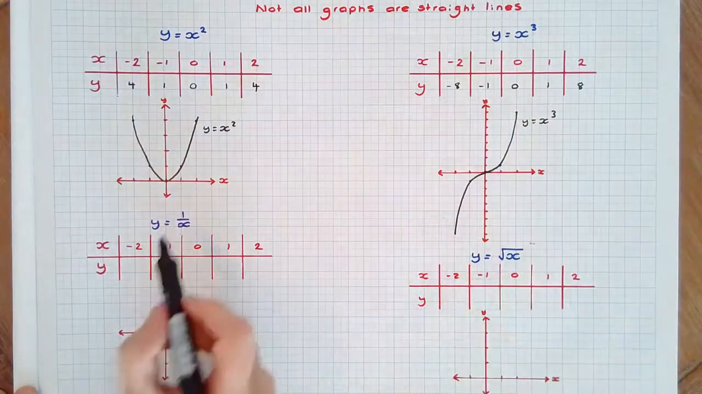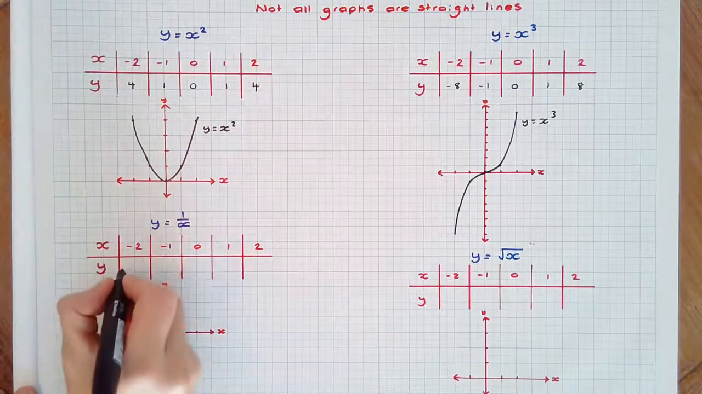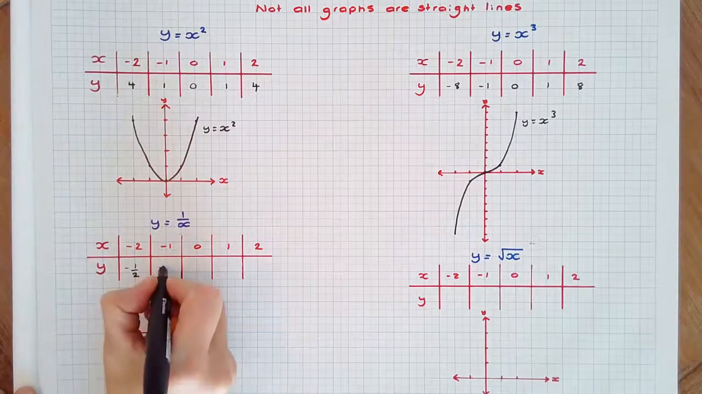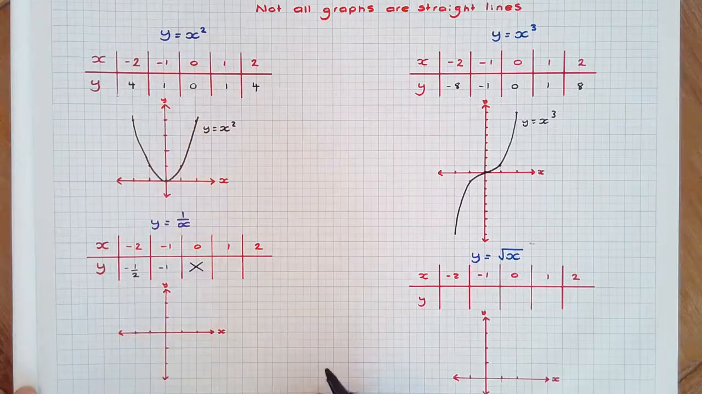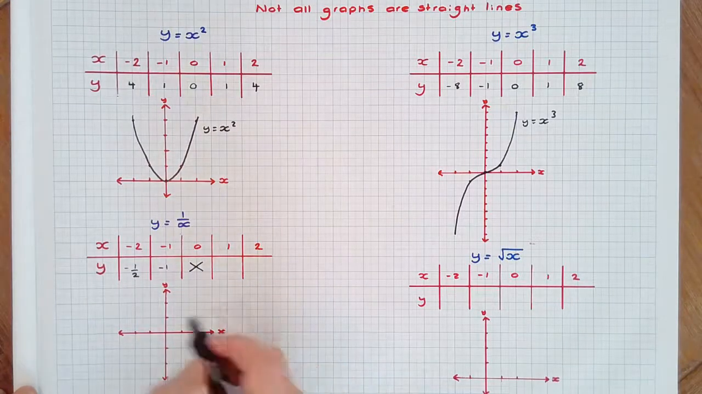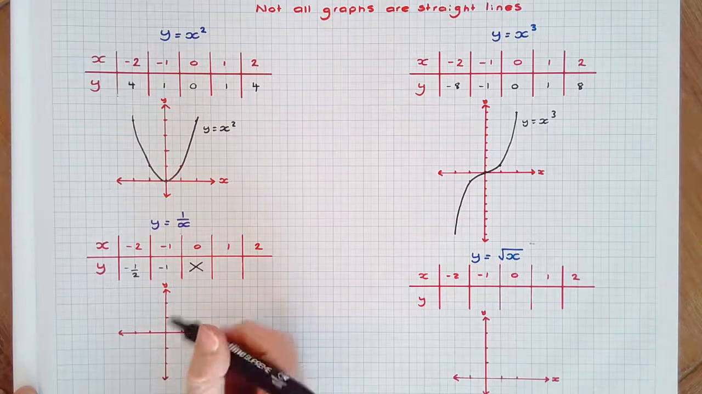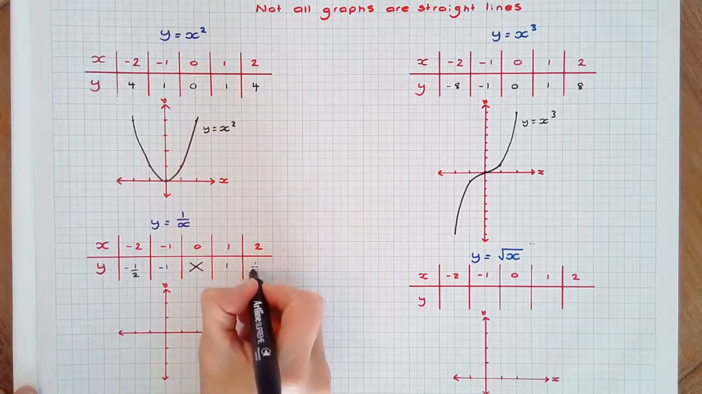Our next example is 1 over x. 1 over -2 is -1/2. 1 over -1 is -1. Now 1 over 0 is undefined. You cannot divide by 0, so there's actually no point or part of the graph that exists here. 1 over 1 is 1. 1 over 2 is 1/2.